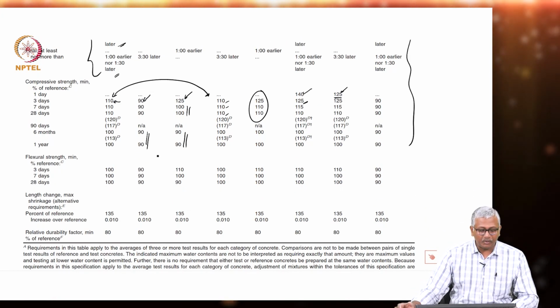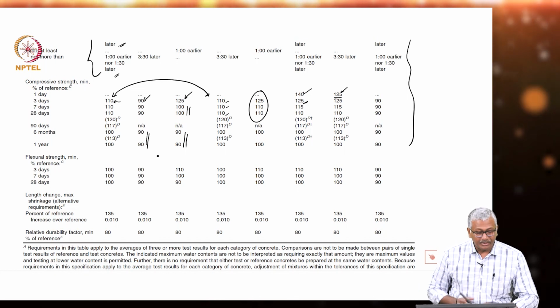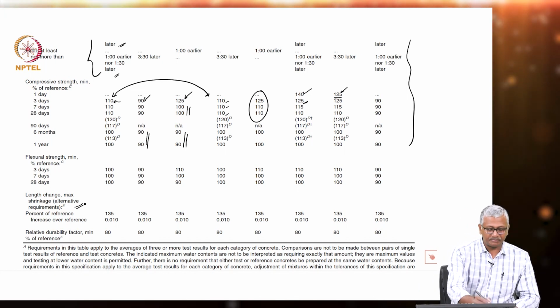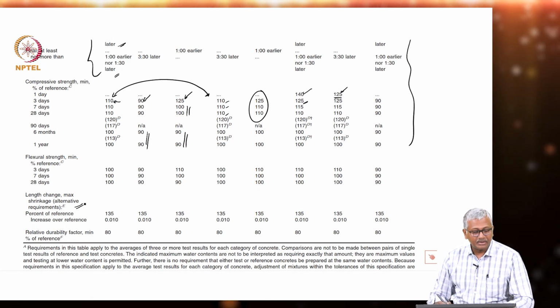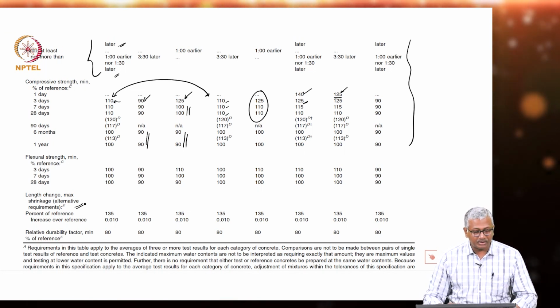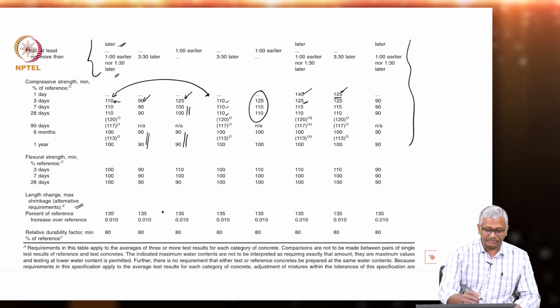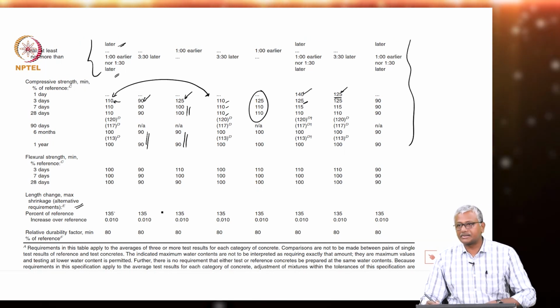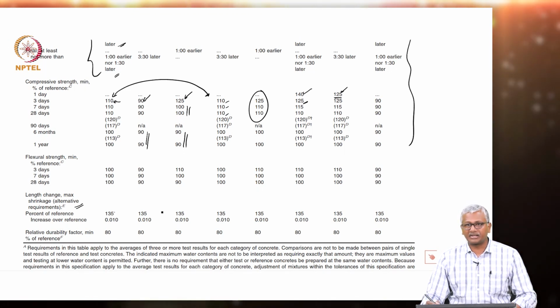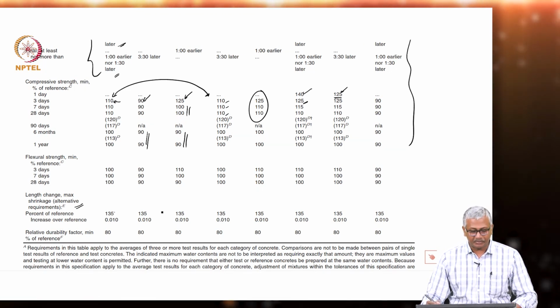Again, similar requirements are given for flexural strength. Requirements are also given for length change. Maximum shrinkage requirement is given. Percentage of increase over reference is 35% in most of the cases. That means you are allowed a slightly higher level of shrinkage when you use these chemical admixtures.